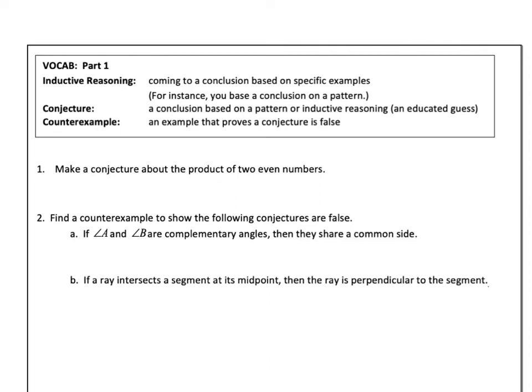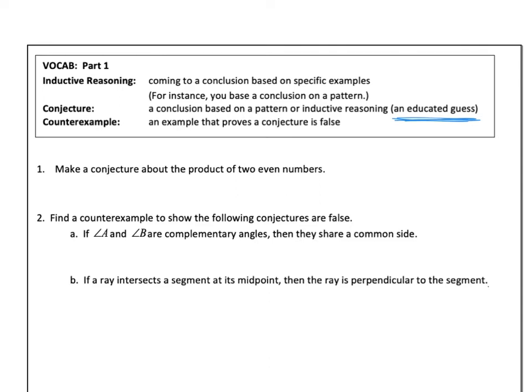The next term is conjecture, and a conjecture is a conclusion based on the pattern or inductive reasoning. It's basically an educated guess. So a conjecture is an educated guess. And then a counterexample is an example that proves a conjecture is false.